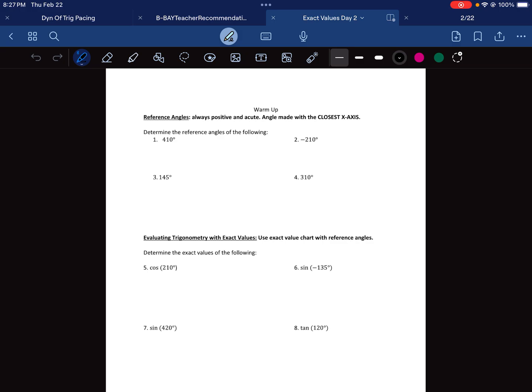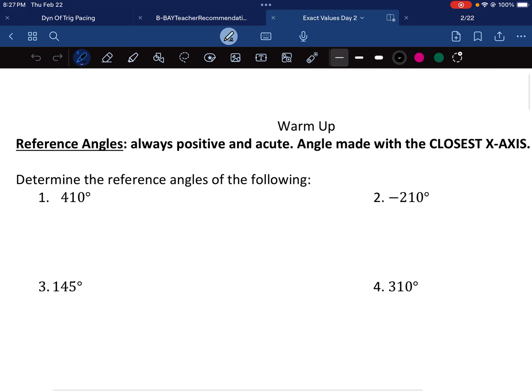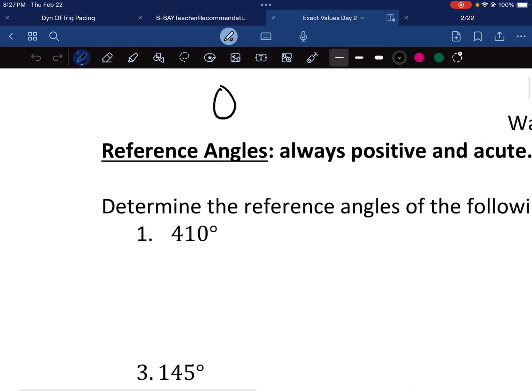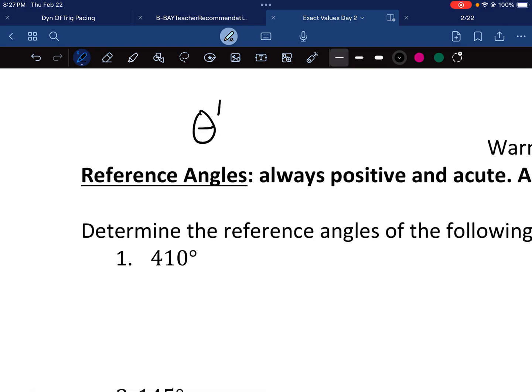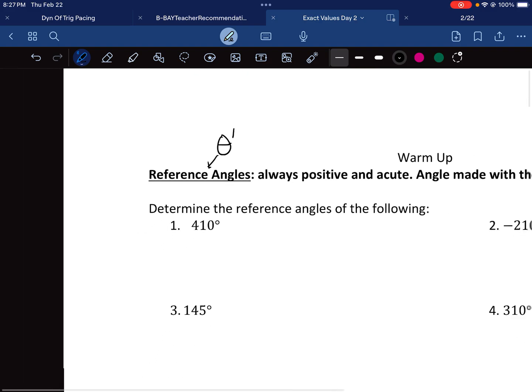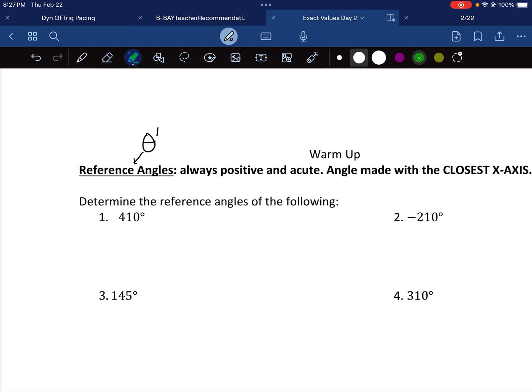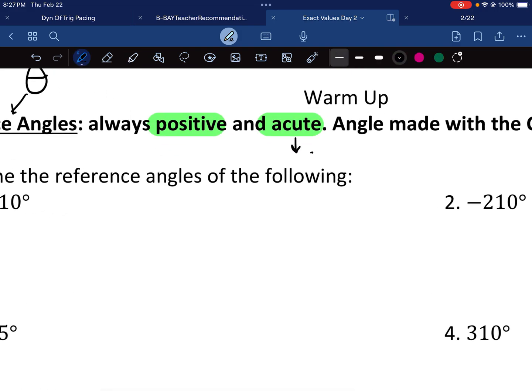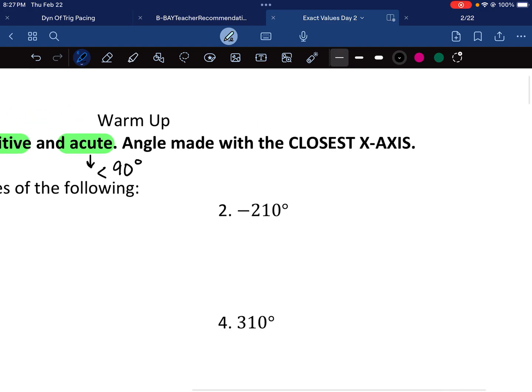Starting off with reference angles. Just to talk about notation again, reference angles are always made with our angle symbol with a little prime bar, theta apostrophe. This is our notation for reference angle. We have to remember that it is always positive and it is always acute, meaning less than 90 degrees, and it is the angle made with the closest x-axis.